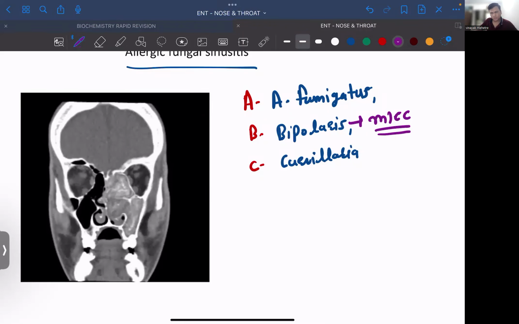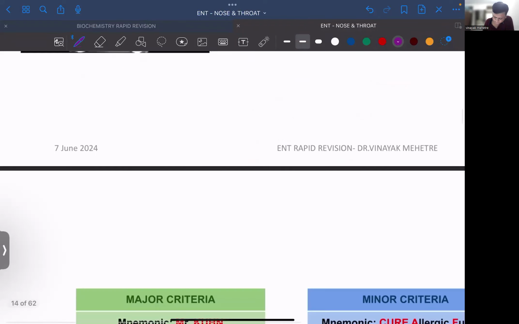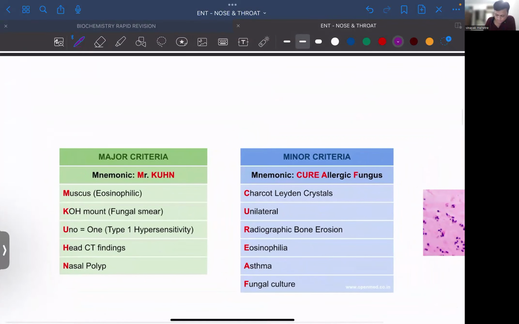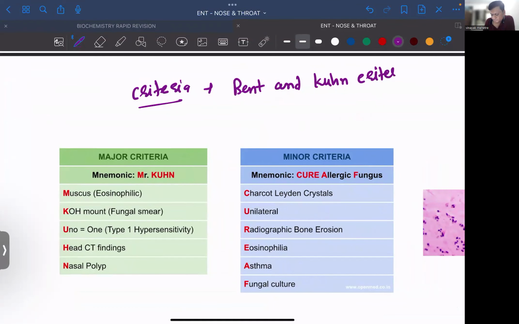Now, what is the criteria to diagnose allergic fungal sinusitis? Anyone? The name? That was the question. Straightforward question which has been asked. That is Bent and Kuhn criteria. In that we have major and minor.